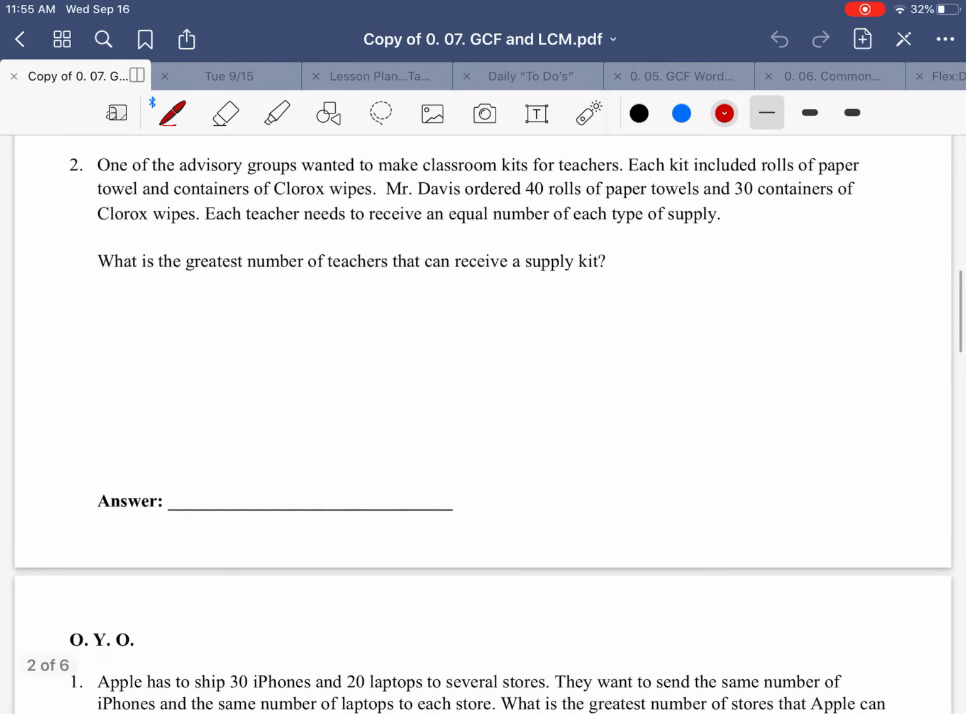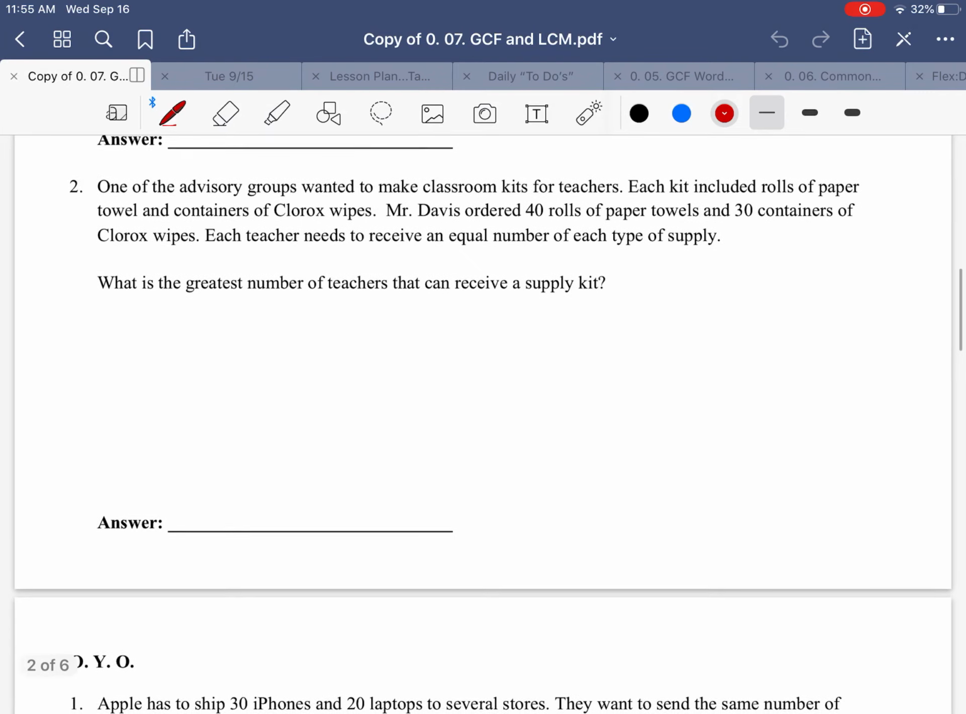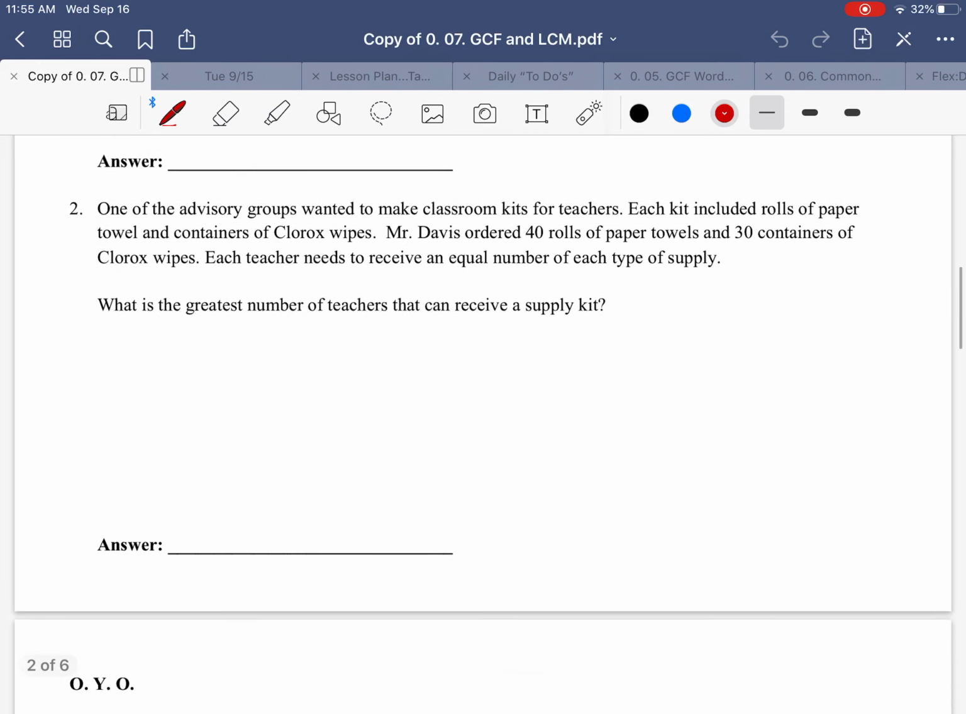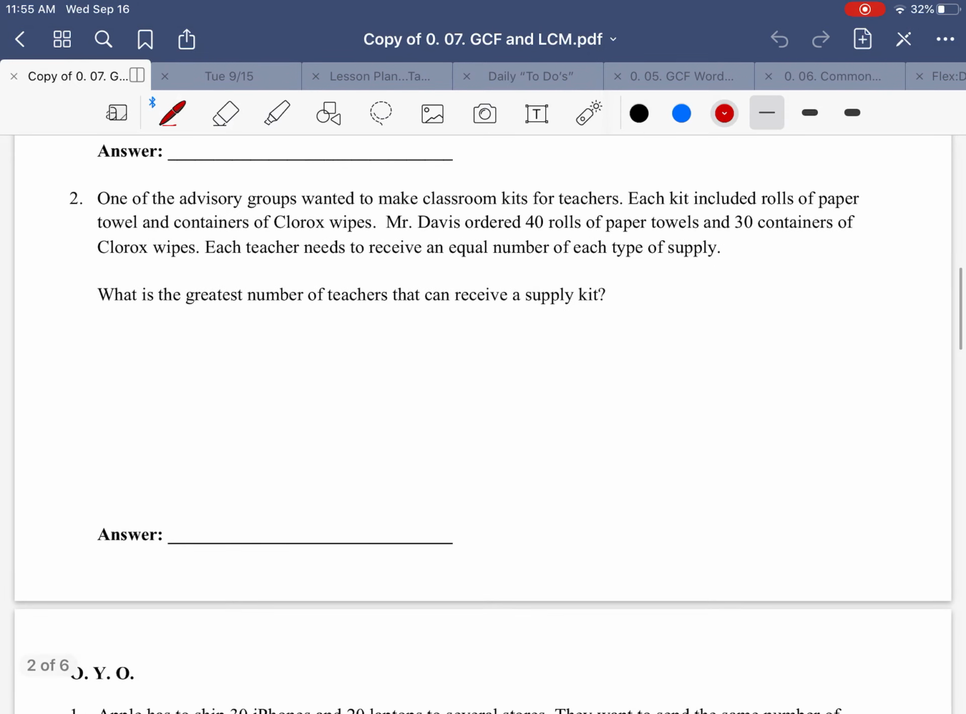All right, guys. Last question for the guided practice. One of the advisory groups wants to make classroom kits for teachers. Each kit included rolls of paper towels and containers of Clorox. Mr. Davis ordered 40 rolls of paper towels and 30 containers of Clorox wipes. Each teacher needs to receive an equal number of each supply. What is the greatest number of teachers that can receive a supply?